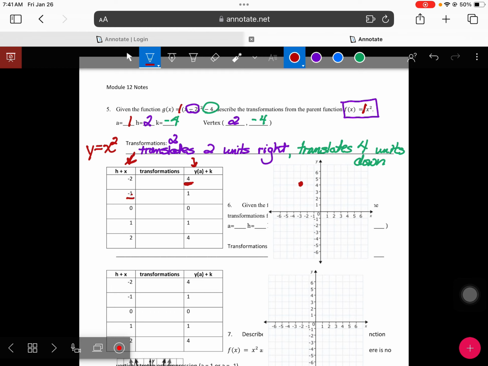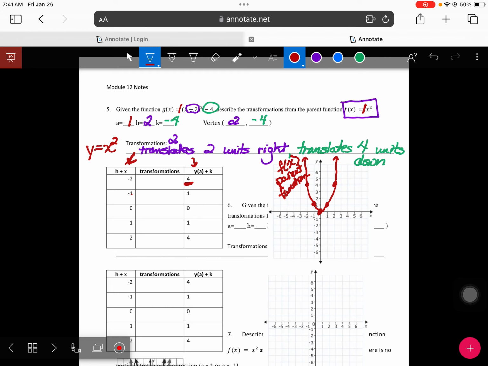Then we're going to plot the point -1, 1. And that's not even -2, 4, is it? -2, 4. Then we have -1, 1. We have 0, 0, 1, 1, and 2, 4. Make a gentle curve so it makes a parabola. And this is f of x, your parent function.